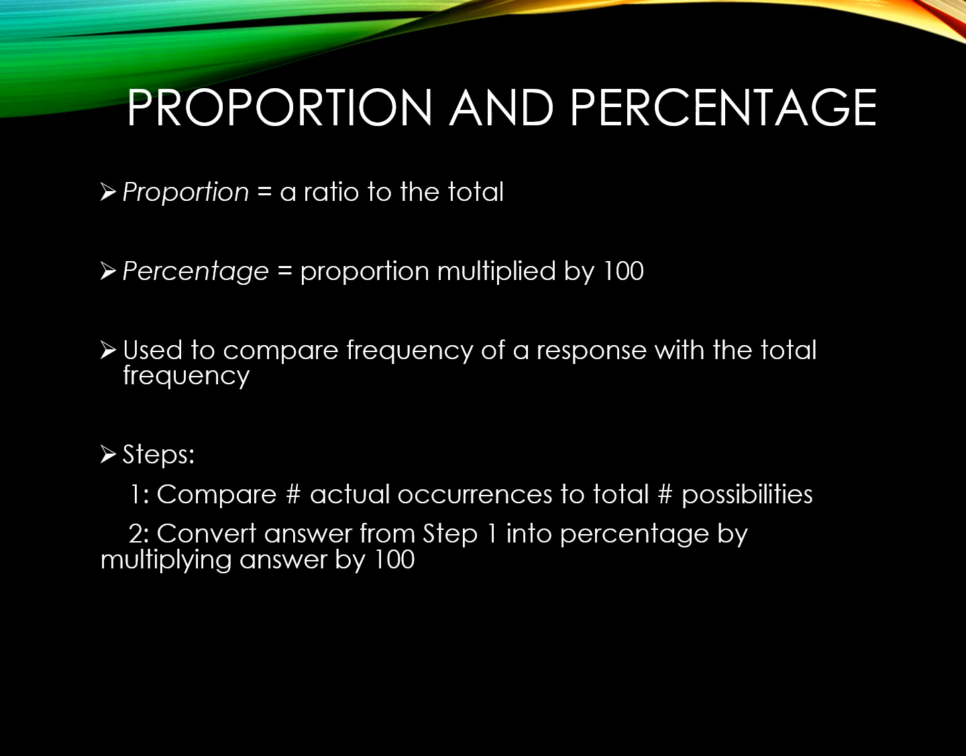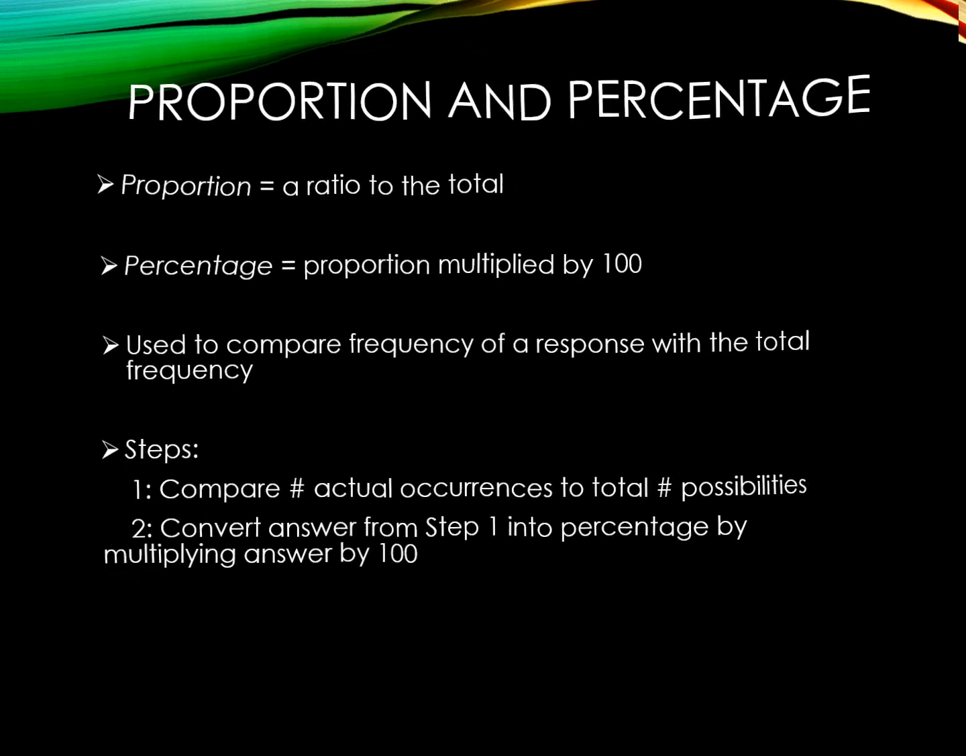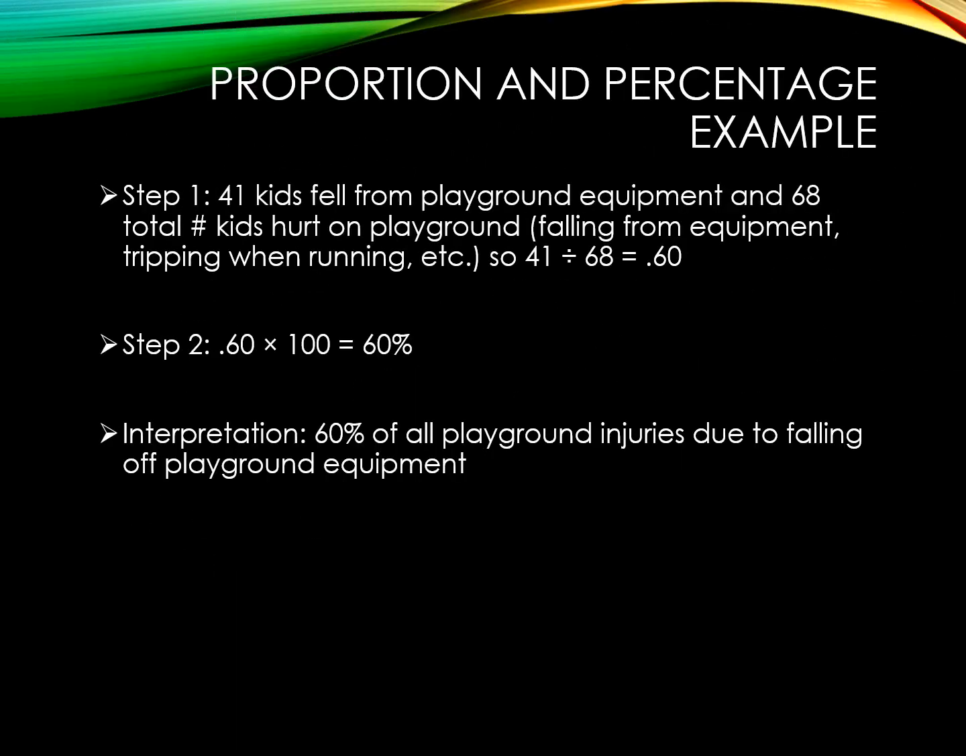Here we're going to look at proportion and percentage. A proportion is a ratio to the total, and a percentage is a proportion multiplied by 100. This is used to compare frequency of a response with the total frequency. So here we take the number of actual occurrences and compare it to the number of possibilities. And then we convert that answer into a percentage by multiplying by 100. All right, so let's look at an example of proportion and percentage.